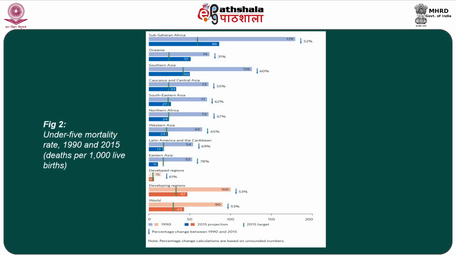Figure 2 gives the under 5 mortality rate for 1990 and 2015. These are the deaths per 1000 live births during the first 5 years of life, and the differentials are clearly visible here. In case of Sub-Saharan Africa, there is a decline of about 52% from 1990 to 2015. In Oceania, the decline was 31%. South Asia recorded a decline of 60%. Southeast Asia recorded decline of 62%, while West Asia recorded decline of 65%. The developed regions recorded decline of 61%. Developing regions recorded lower decline of 53%. Across the world, the decline was about 53%.